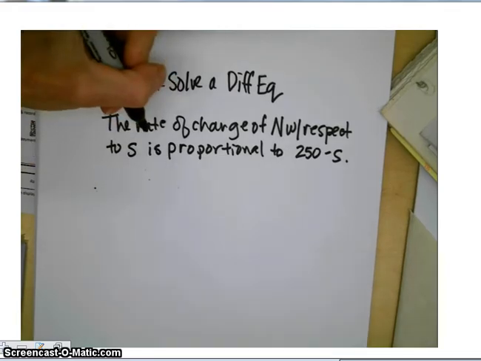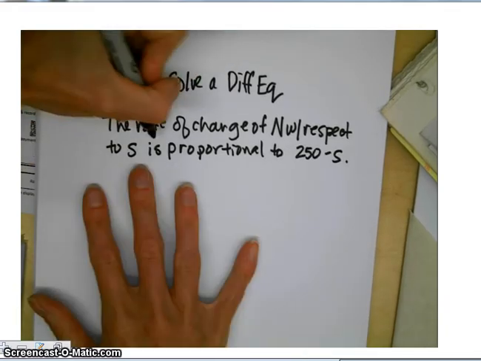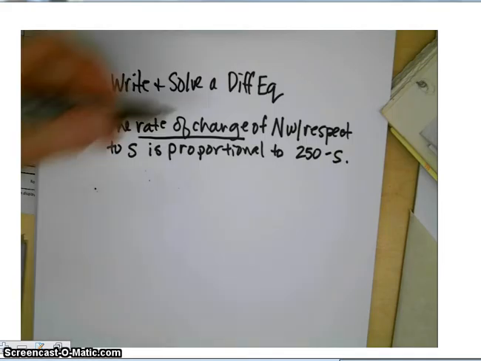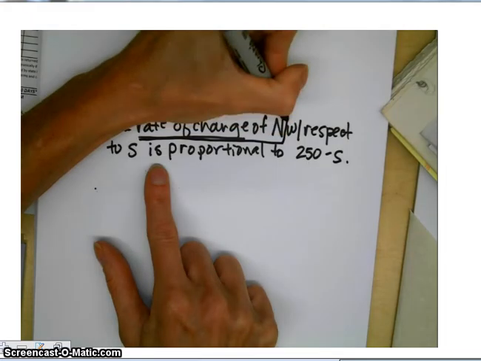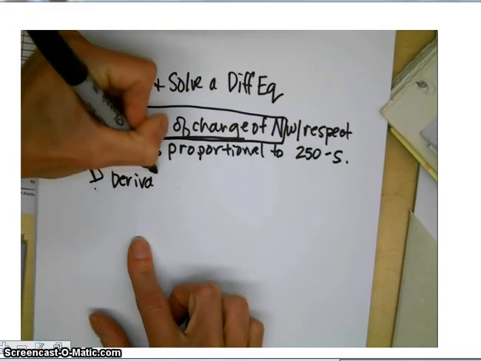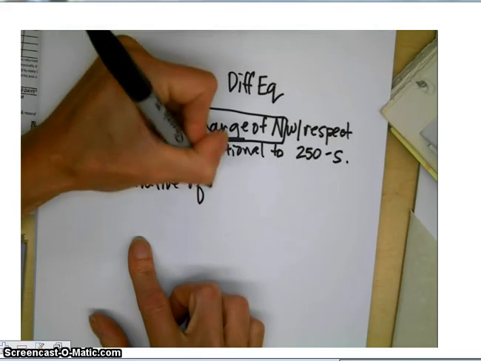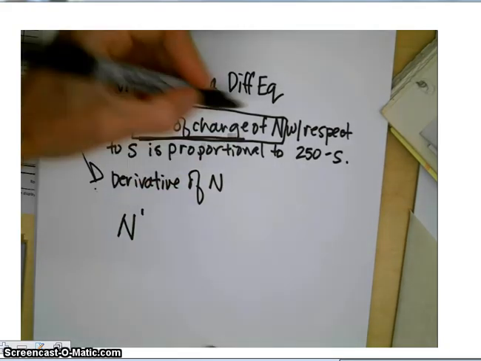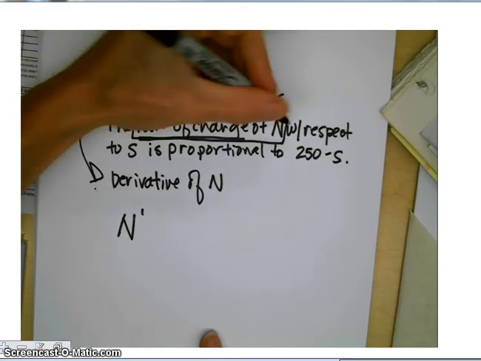So here's how you can tell where it's a derivative. Rate of change. What's a derivative? It's slope. Slope is rate of change. Every time you see rate of change, you know they're referring to a derivative. So this is saying the rate of change of n. What does that mean? That means the derivative of n. So write it the easiest way you know, n prime. There you go.